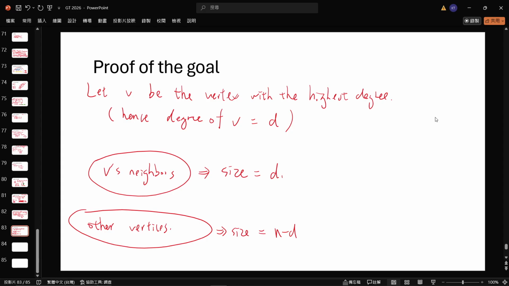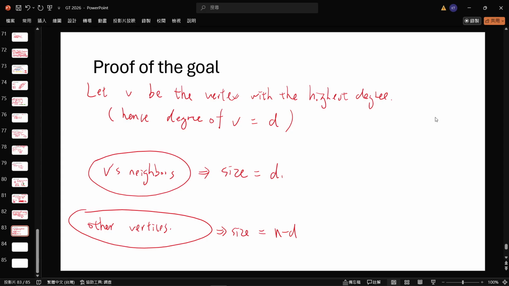All right, so let's do this proof. Recall the goal is to show that the most edges we can have is the product of these two sizes: the size of V's neighbors and the size of this other set. So perhaps I should first draw V. Where should I draw V?